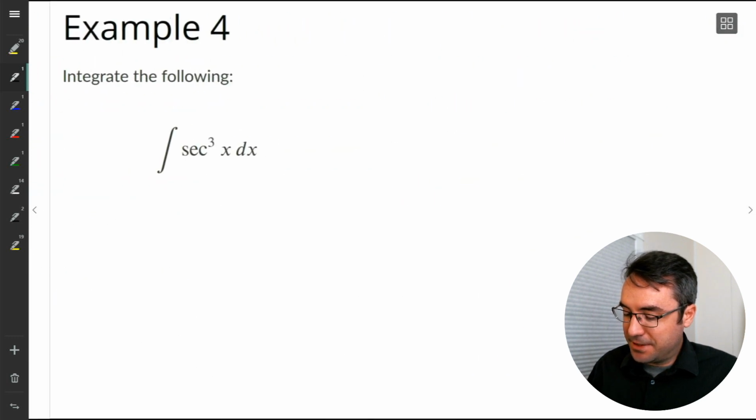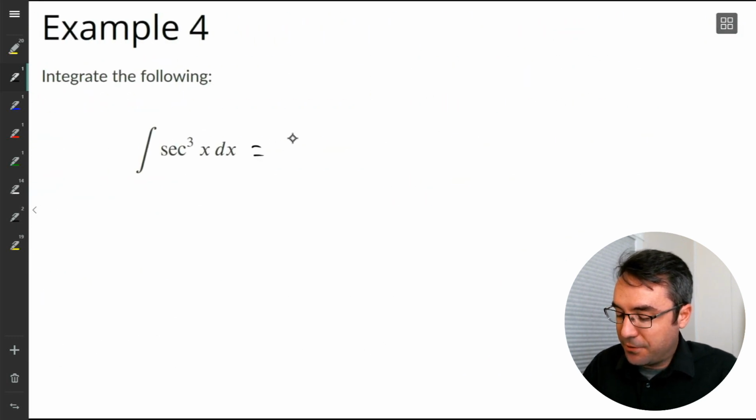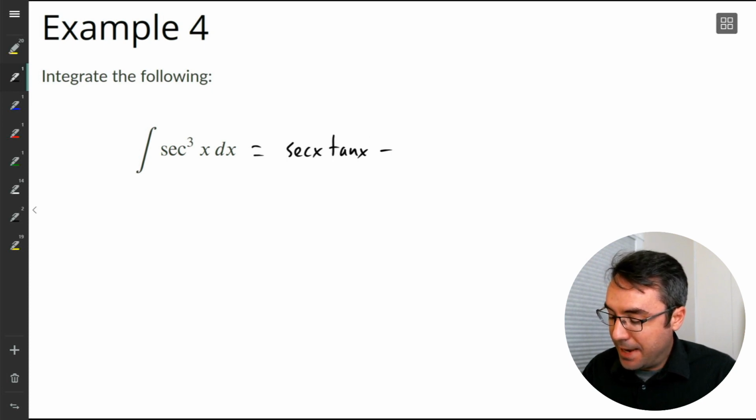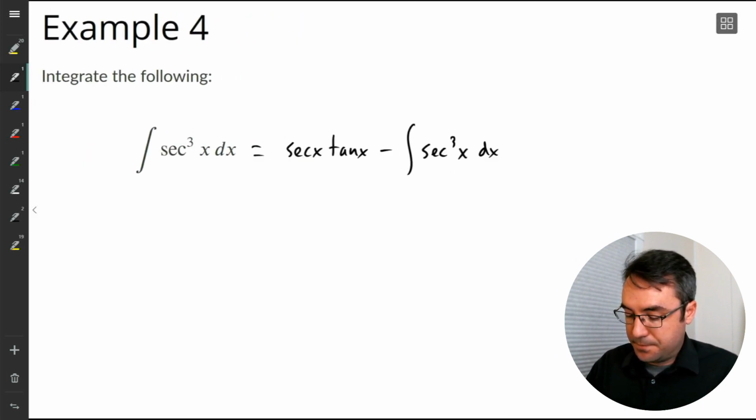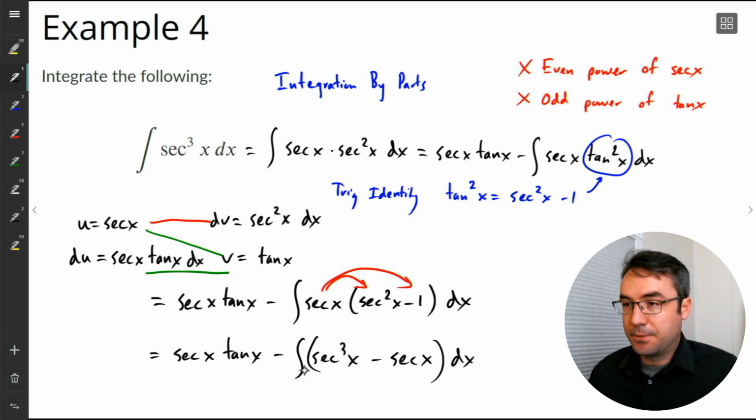So let's rewrite this equation now with everything that we've found. We found that it's equal to secant x times tangent x minus the integral of secant cubed x. And I'm going to break this integral up. We're going to have minus secant cubed x and then plus the integral of secant x.